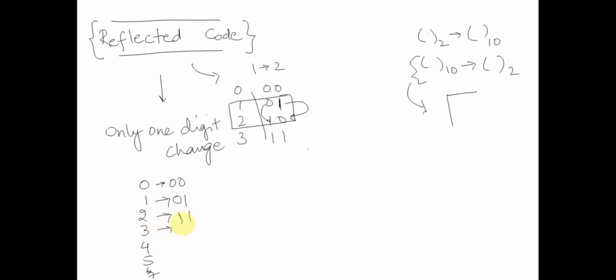2 will become 1 1. What would 3 become if we can change only one digit? I can't change bit number 1 because it would become the same as 1. So I would do something like this, right? And since it's a 3-digit number, let's assume this is there, and let's move on to number 4.